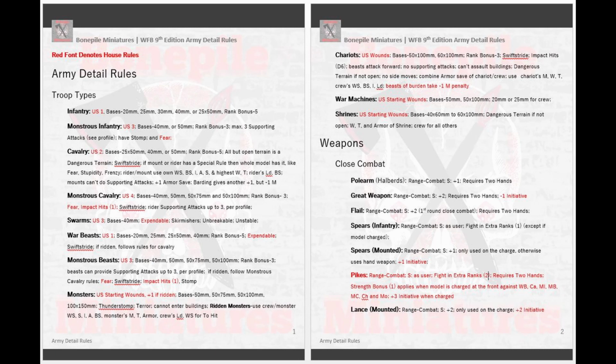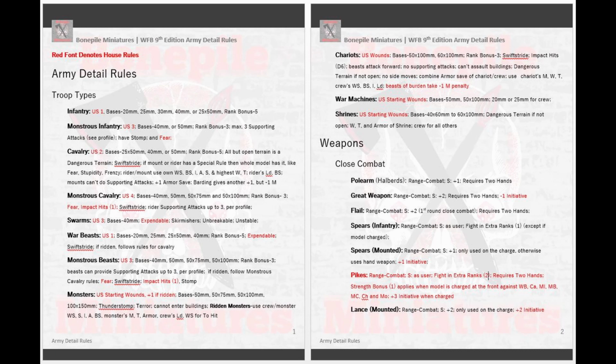So here is the first page, and the first topic covered is troop types. The first change I want you to notice is that each troop type has a unit strength value added to it. This is to guide us through the unit strength rules that we have added to the rule set. We have spoken extensively about unit strength throughout these videos, especially in videos 1 and 2. Each troop type shows the unit strength for that troop choice, indicated by the US and then a number. For example, infantry have a unit strength of 1, cavalry have a unit strength of 3, and so forth.